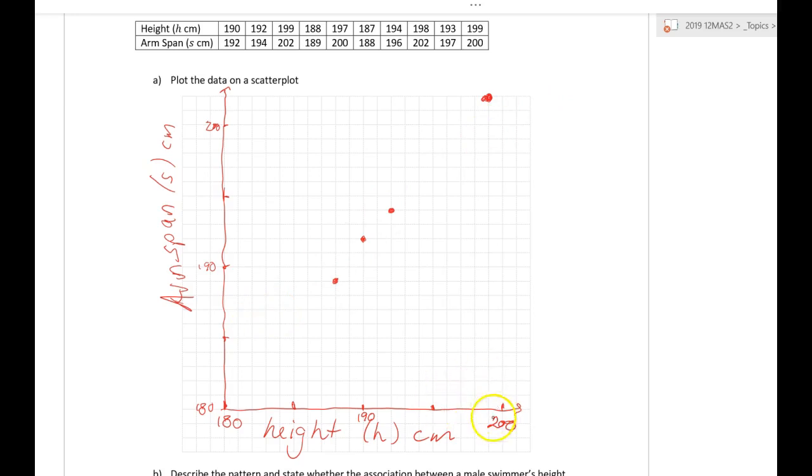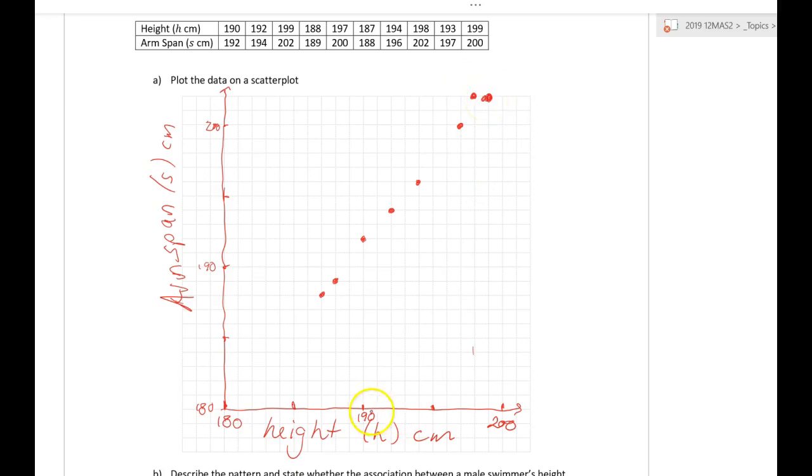197, 200. There we go. 187, 188. 194, 196. There we go. That's a pretty strong correlation here. 198, 202, just here. Not perfect though, you see, that we've got those ones side by side.